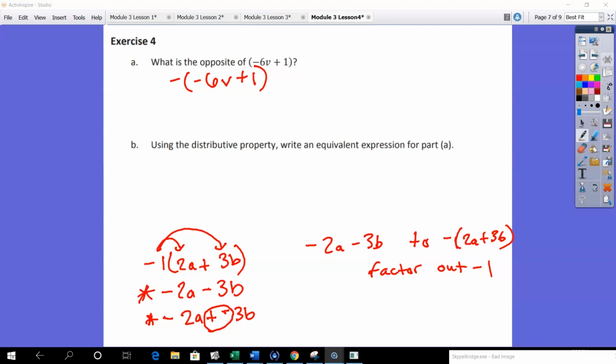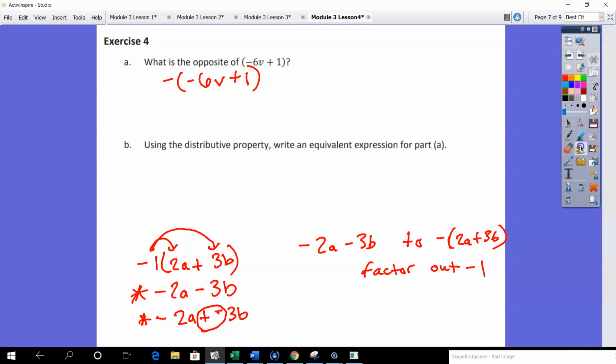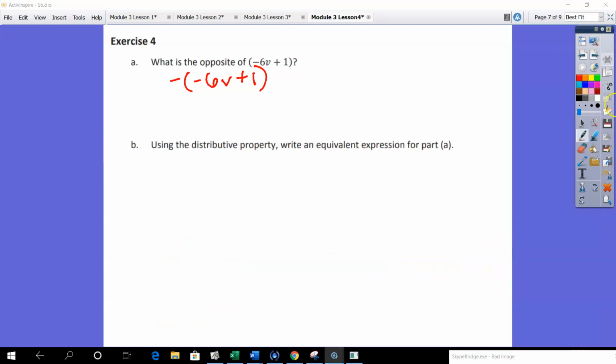Okay, so using the distributive property, write an equivalent expression for part A. So -6v plus 1, use that distributive property. A negative times a negative is a positive. A negative times a positive is a negative. 6v is a negative. So that would be our equivalent. It would be the opposite. The opposite of negative 6v is positive 6v. The opposite of plus 1 is minus 1. Take away 1.